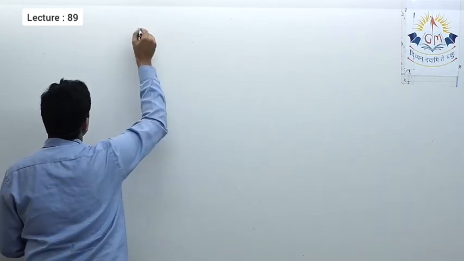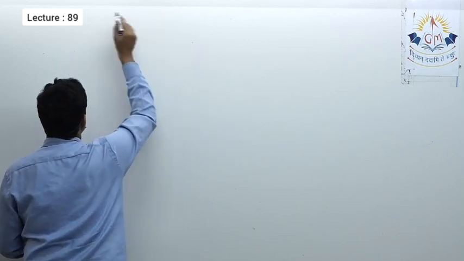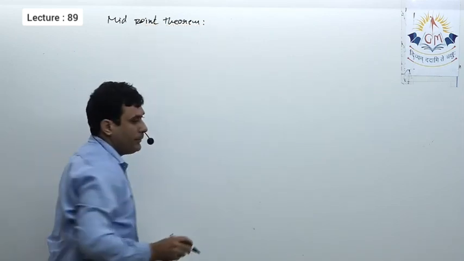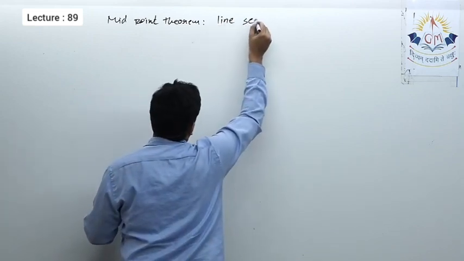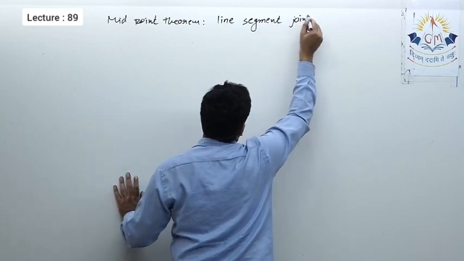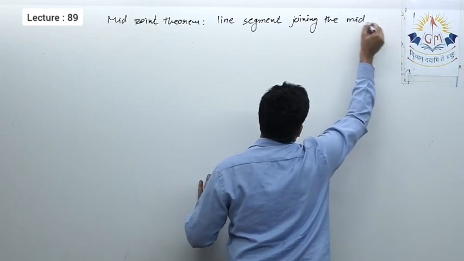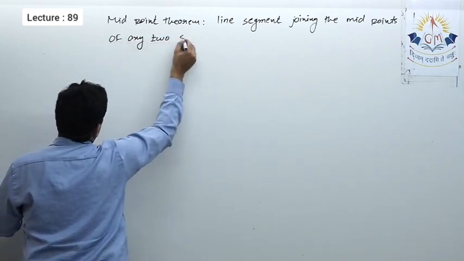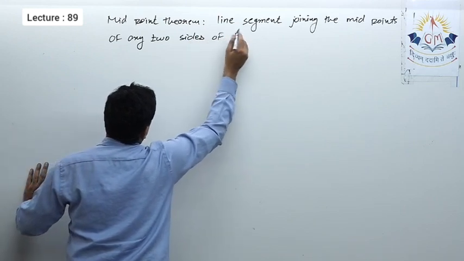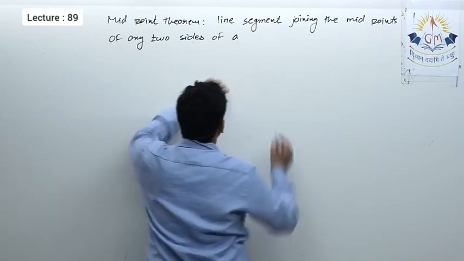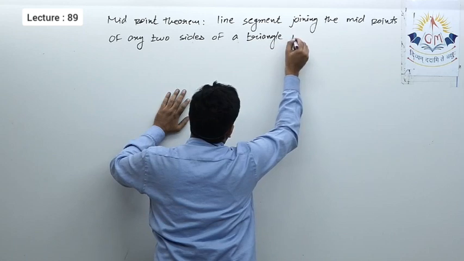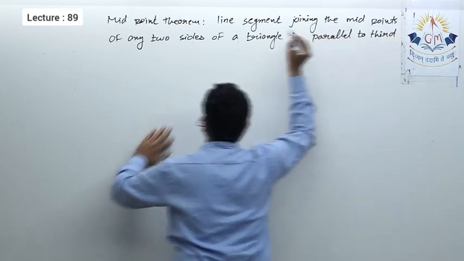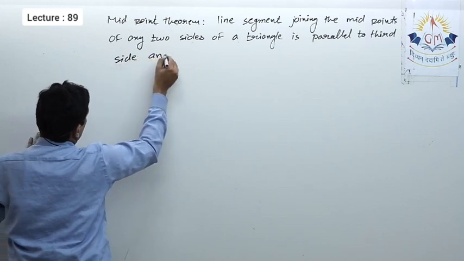Okay, so the midpoint theorem says that the line segment joining the midpoints of any two sides of a triangle is parallel to the third side and half of it.